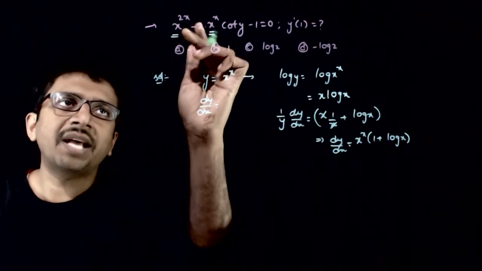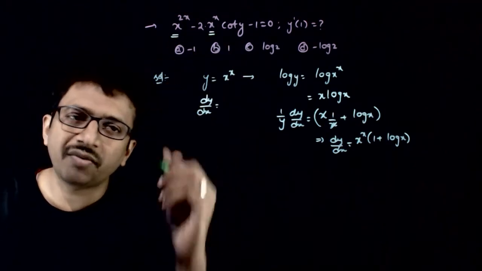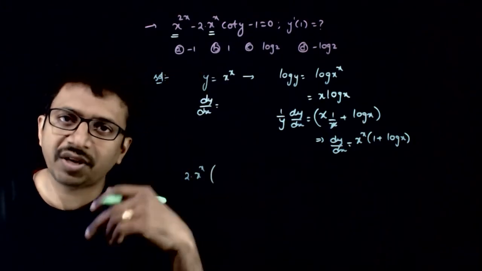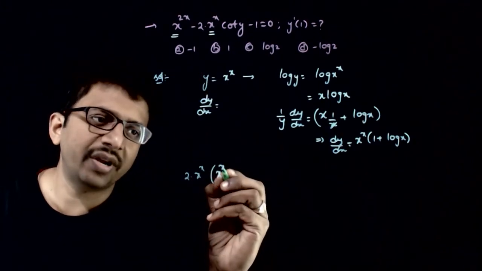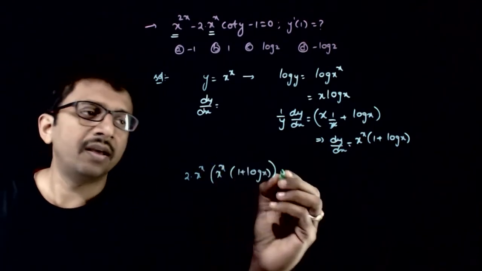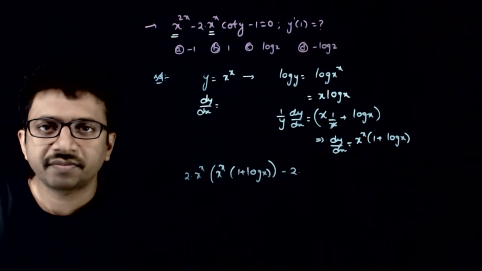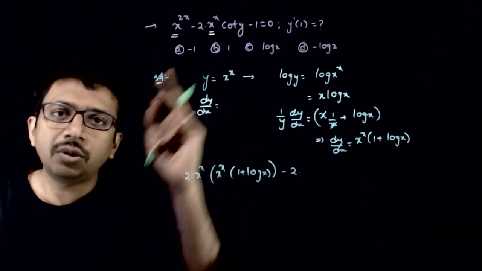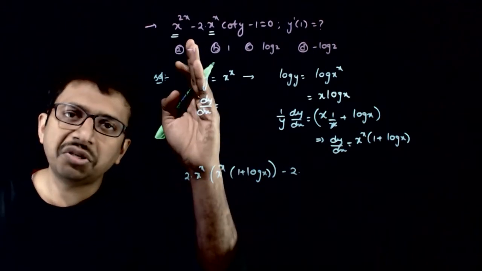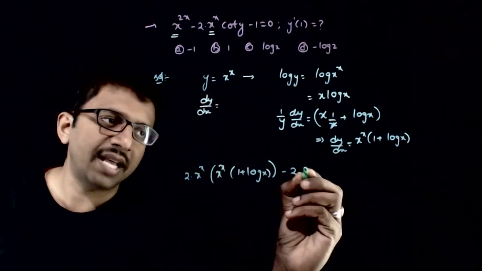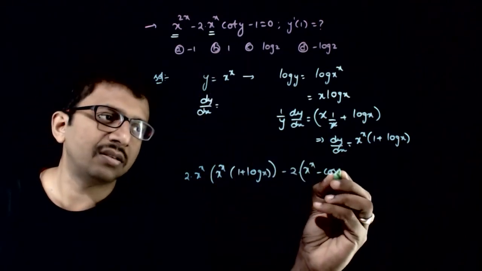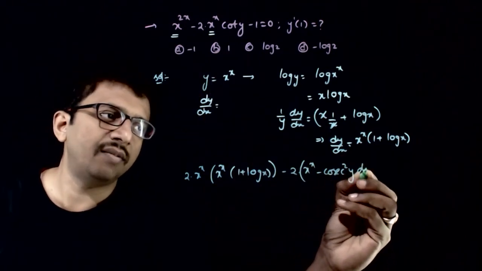So this is nothing but x power x whole square. So what is the differentiation of x power x whole square? 2 times x power x times the differentiation of x power x, which is x power x into 1 plus log x, minus 2 times. So x power x into cot y, this is of the form u into v, right? So what is the differentiation? u v dash plus v u dash. It is x power x times cot y's differentiation, which is minus cosecant square y dy by dx.